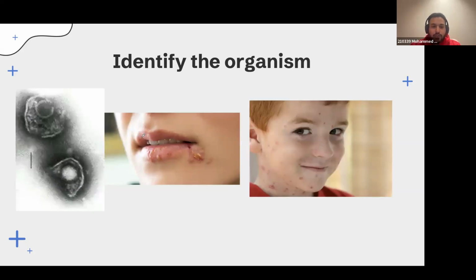Let's go to this. Identify the organism. Firstly, go broad, then herpes. Okay, this is herpes. All of them are herpes. We go into specifics of herpes now. Firstly, what do we describe the virus as? Tell me, is it DNA or RNA virus? It's a DNA virus. Is it single-stranded or double-stranded DNA? Double-stranded DNA virus.